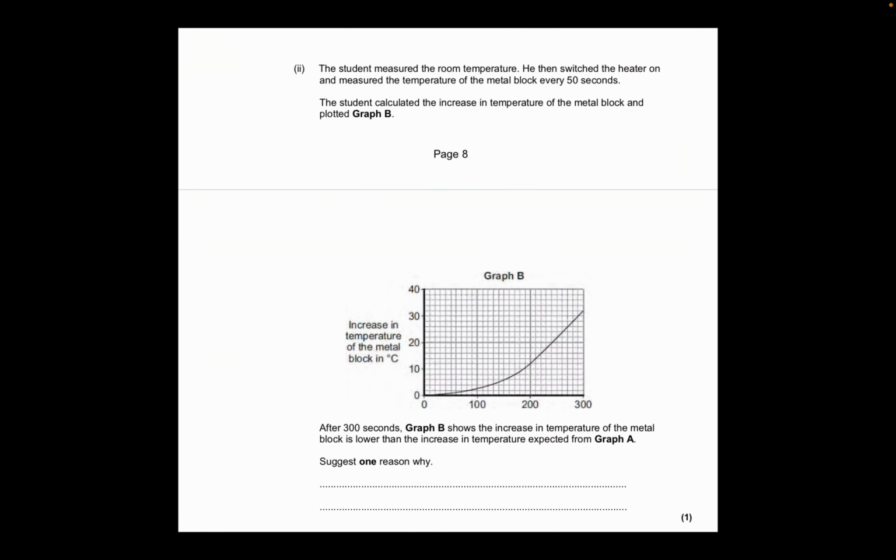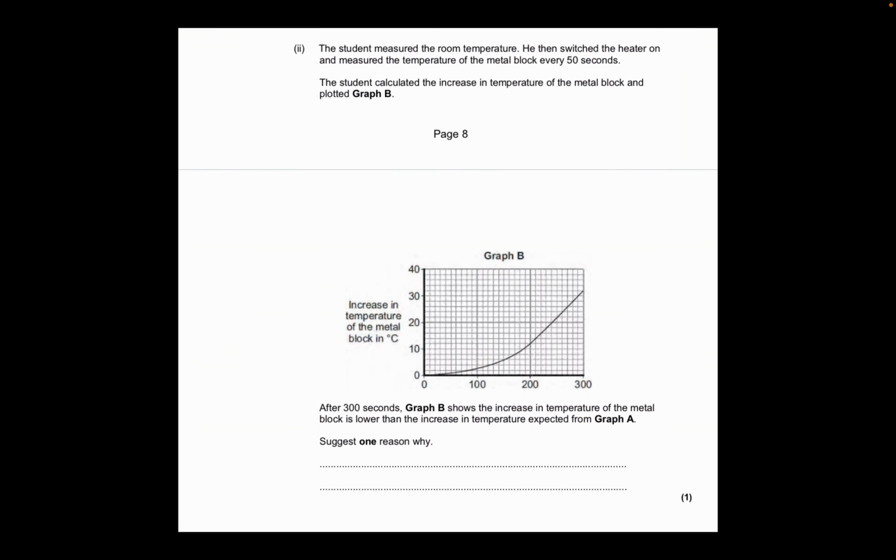Now the next question says that the student measured the room temperature and he switched on the heater and measured the temperature of the metal block every 50 seconds. The student calculated the increase in temperature of the metal block and plotted graph B. After 300 seconds, graph B shows an increase in temperature of the metal block, which is lower than the increase in temperature expected from graph A. Now, suggest one reason why.